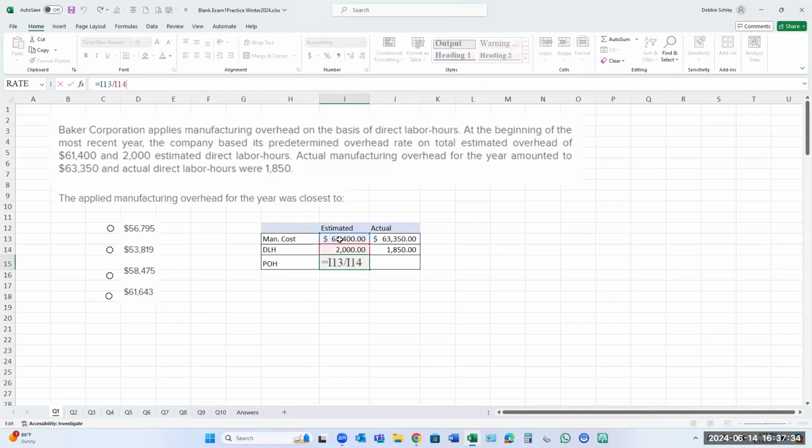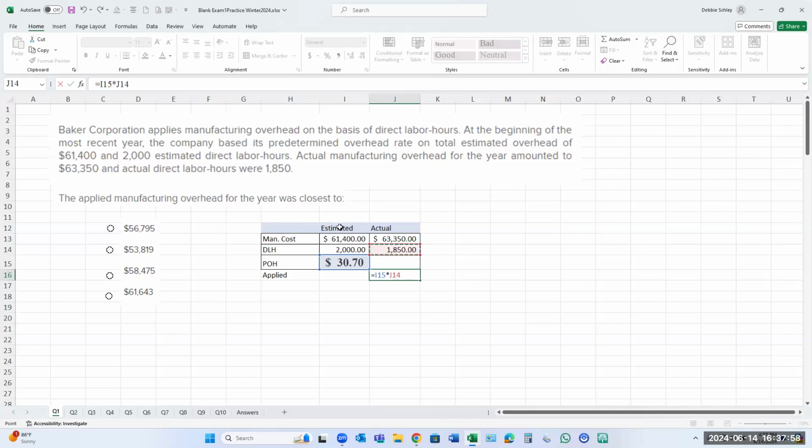So estimated manufacturing costs, estimated direct labor hours. And then they want to know what the applied manufacturing overhead for the year is closest to. So applied, remember we take the predetermined overhead rate multiplied by the actual hours.